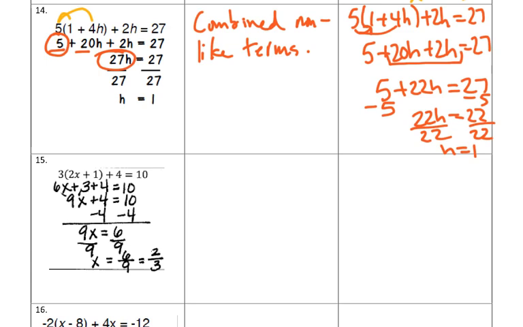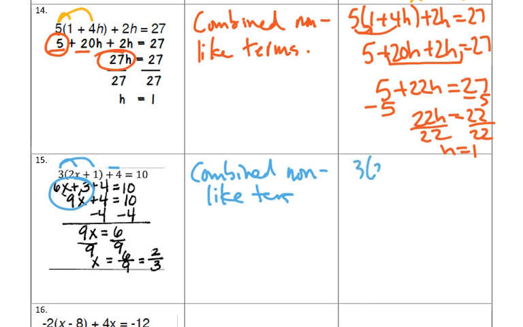Alright, 15. So we distribute to get 6x plus 3 plus 4. Okay, once again, they combined the wrong ones, didn't they? So, combined non-like terms. So they combined those two to make 9x when they should have combined the 3 and the 4, right? Kind of a similar situation.